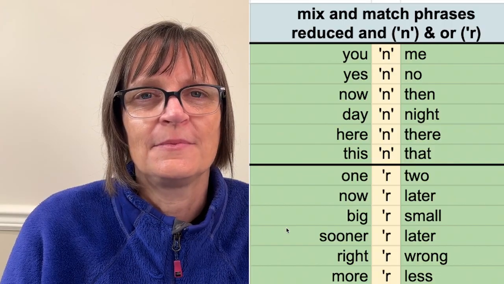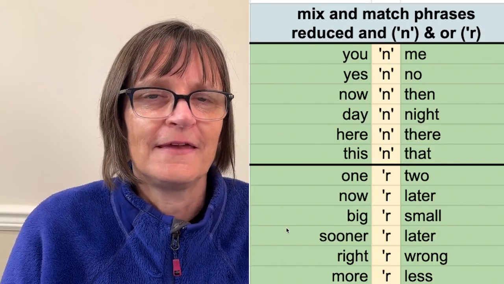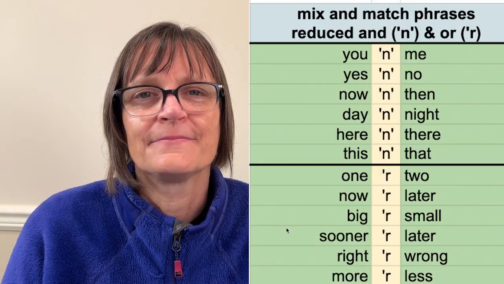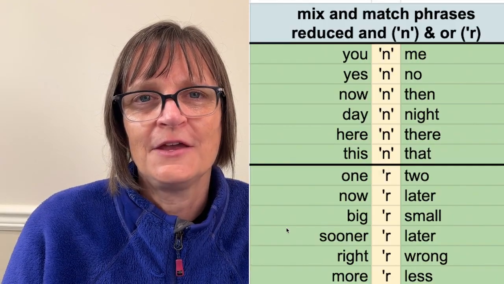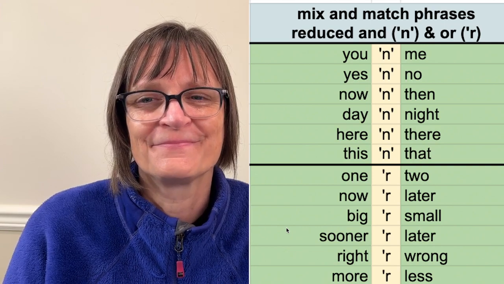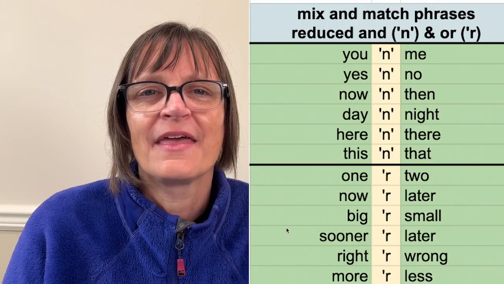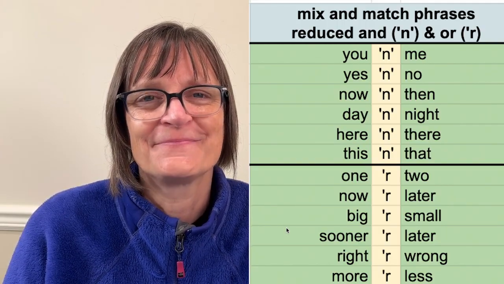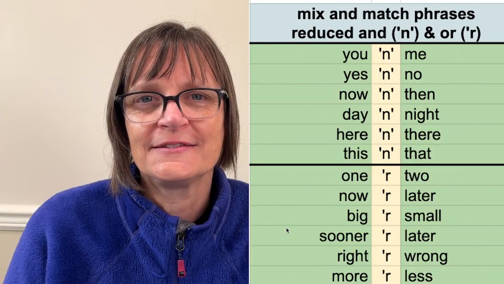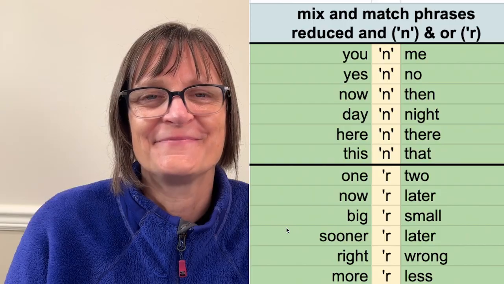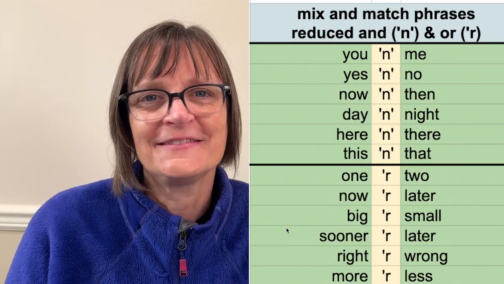Here and there becomes here 'n' there. Here 'n' there. This and that becomes this 'n' that. This 'n' that.